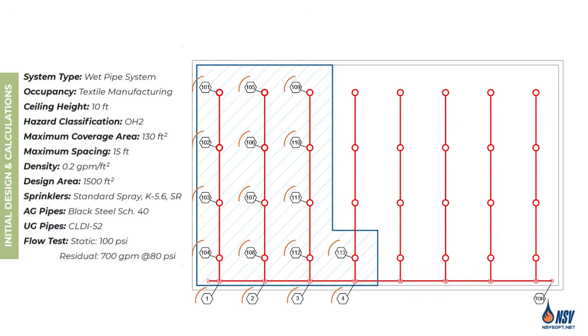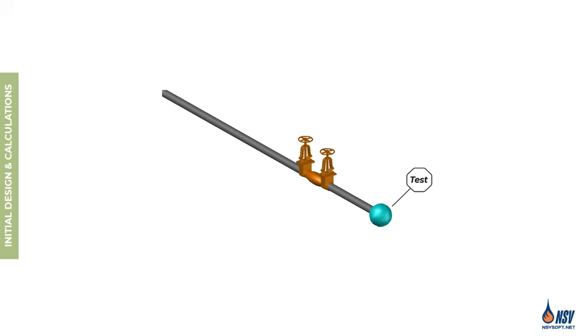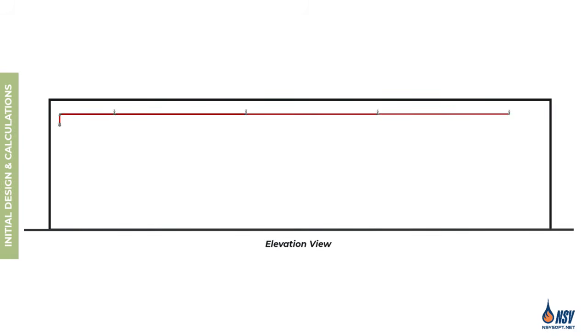In our example, beyond the mandatory nodes required for the calculation, we also define a TOR node at the top of the riser. The BOR node is located where the pipe type changes from black steel Schedule 40 to cement-lined ductile iron class 52. The final node is the test point, where the flow and pressure are determined from the flow test. Before entering data into the table, let's establish some assumptions about node elevations.